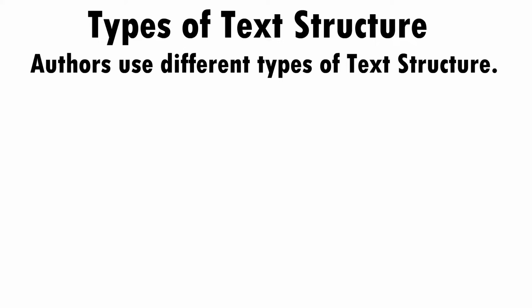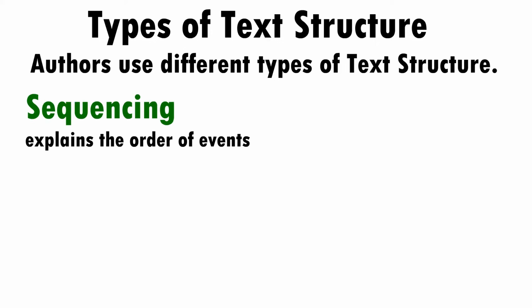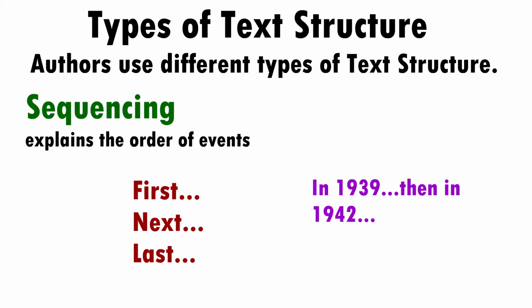The other type of text structure we'll examine is sequencing. This type of text structure explains the order of events. Events can be explained with a step-by-step process or even in the order of a timeline.